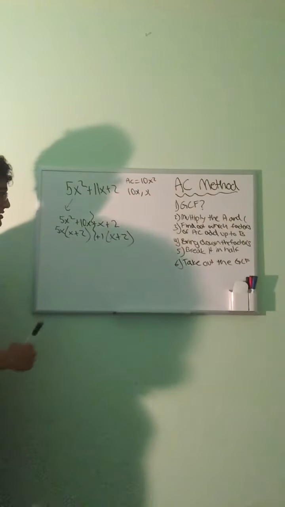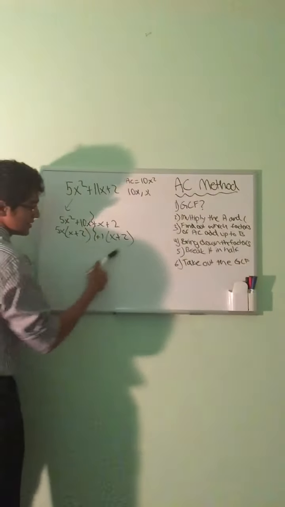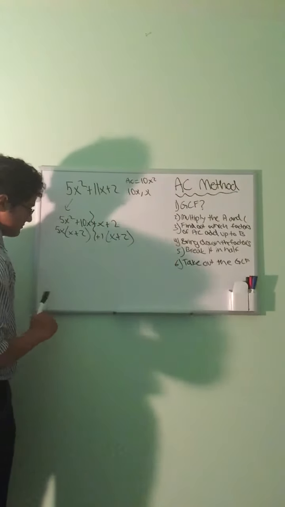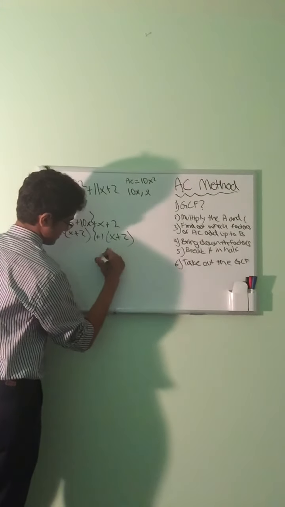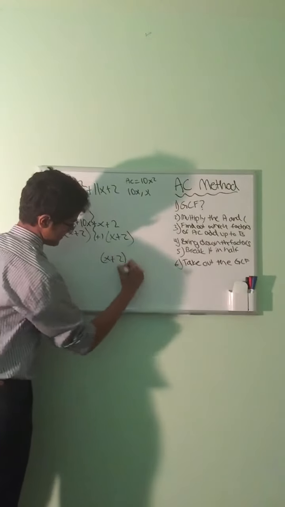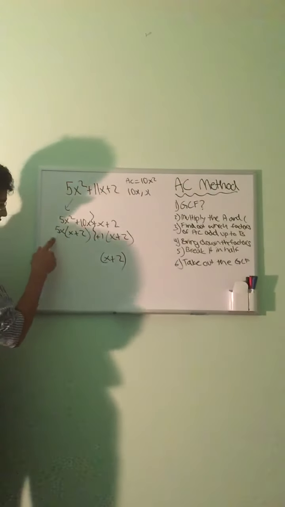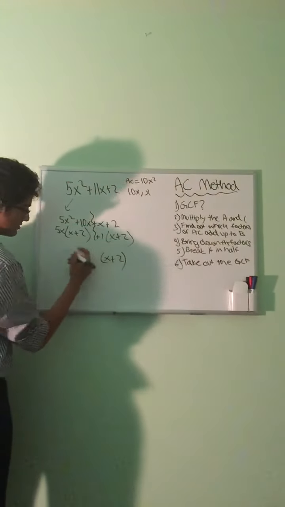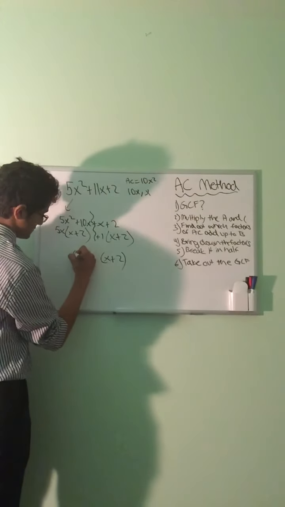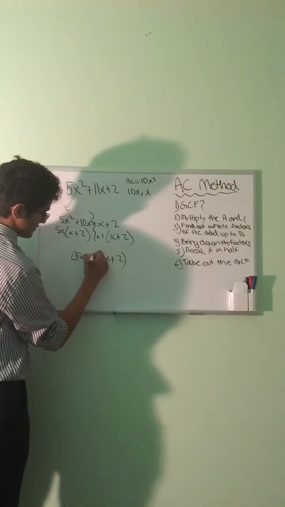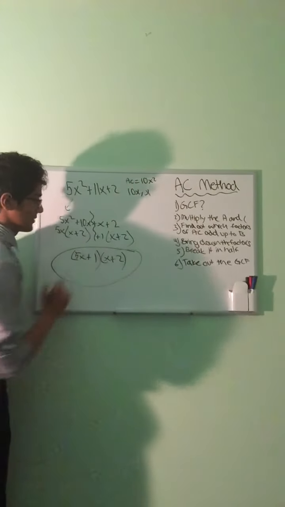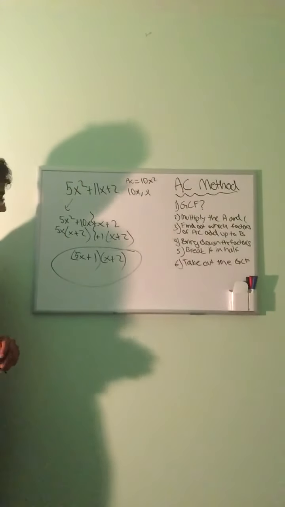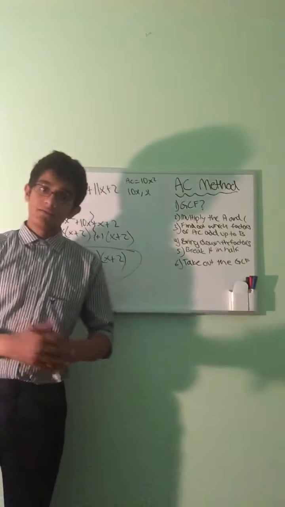So the final step is you combine these two binomials because they're the same, and bring them down here: x plus 2, and you combine these, 5x plus 1, and bring them down here. 5x plus 1. And this would be your answer. And that's how you do the AC method.